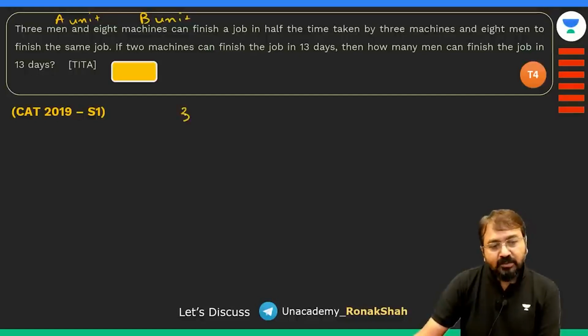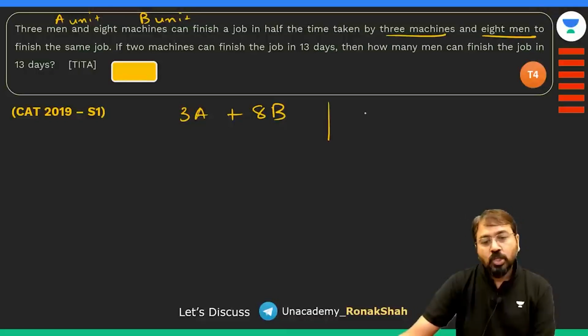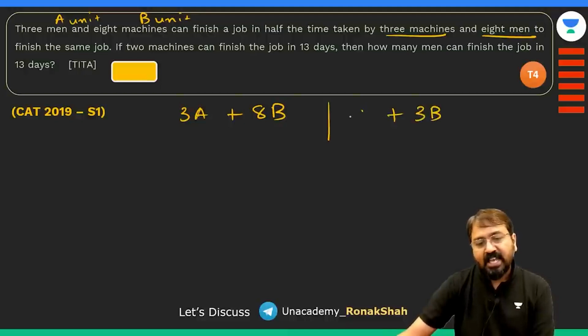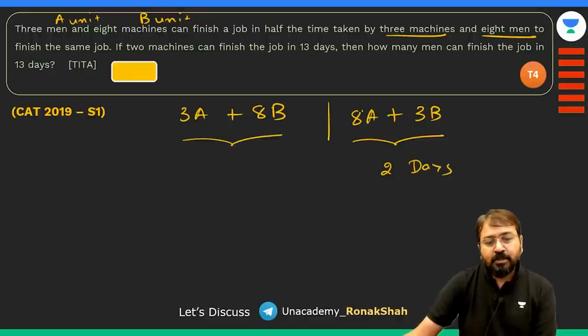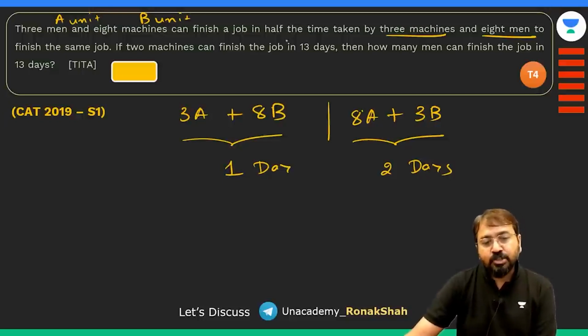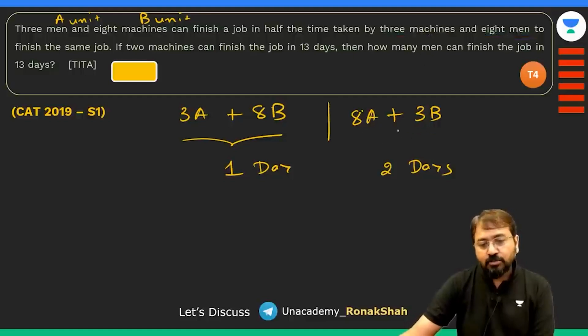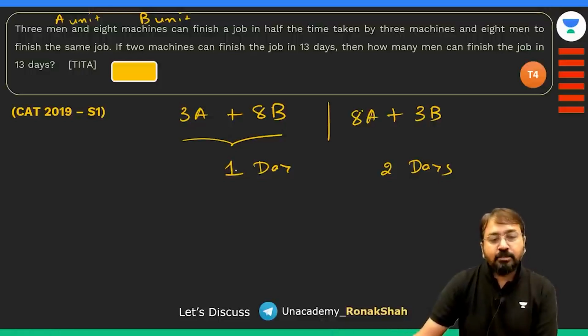So we are told that 3A plus 8B, these people, 3 men and 8 machines, can finish a job in half the time taken by 3 machines and 8 men. So 3 machines, that is 3B, and 8 men, that is 8A. So if this group takes 2 days, we don't need to add x unnecessarily, then this group should be taking just 1 day. Have you understood this? Because 3 men and 8 machines can finish a job in half the time taken by 3 machines and 8 men to finish the job. So if 8 men and 3 machines are completing the work in 2 days, then 3 men and 8 machines should be doing it in just 1 day.